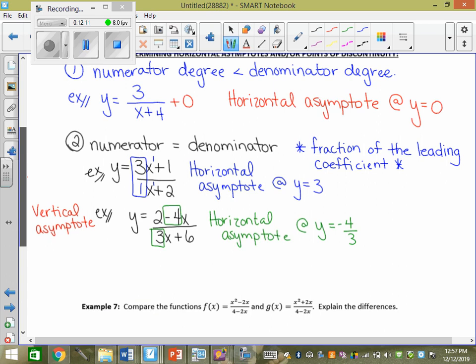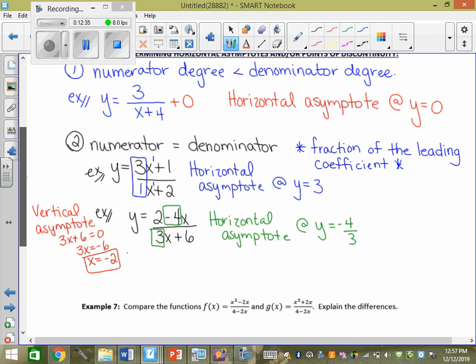So here I'm going to go 3x plus 6 equals 0. 3x equals -6. So x equals -2. So at -2, if I plugged it into here, 3 times -2 plus 6 is 0. So that's why it can't exist, because it would make the denominator be 0. Okay? So that's rule 1.